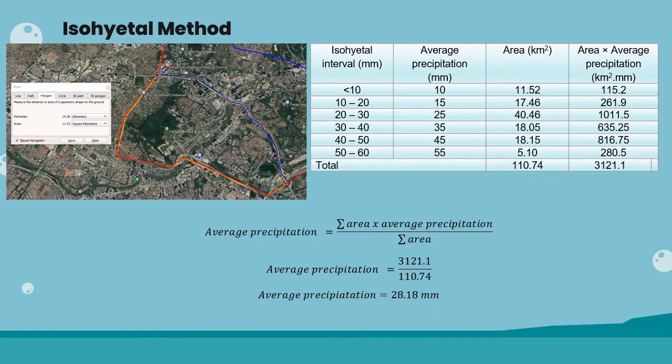The isohyetal method is an approach that considers the orographic effect by calculating the area between the isohyets after drawing estimated lines of equal rainfall, to estimate the average precipitation in the watershed. For the isohyetal method, we will get the isohyetal interval, average precipitation, area, and area times average precipitation. For the calculation of average precipitation, the formula is the summation of area times average precipitation over the summation of area, and the total average precipitation is 28.18 mm.